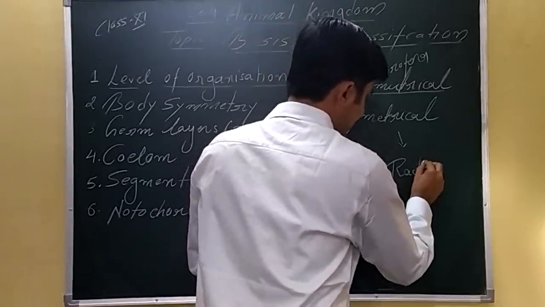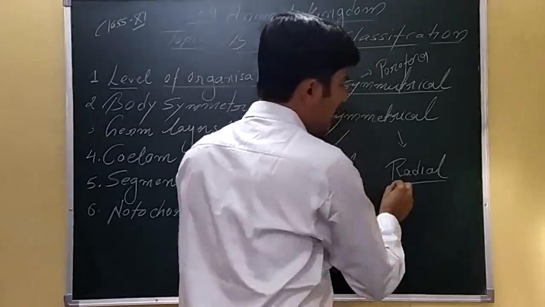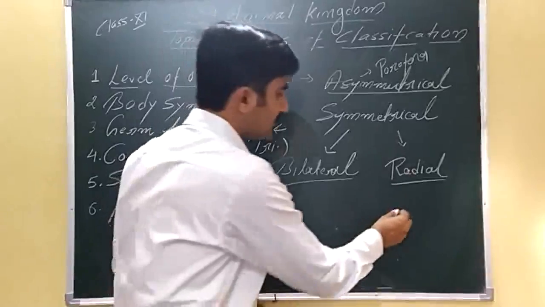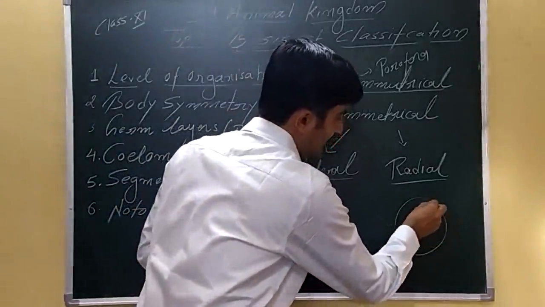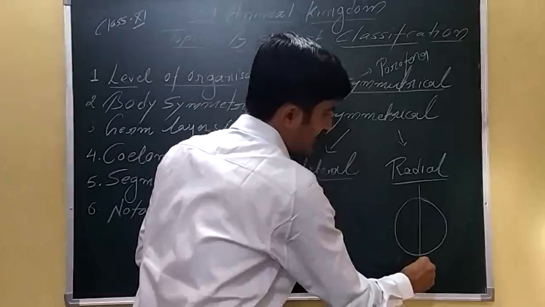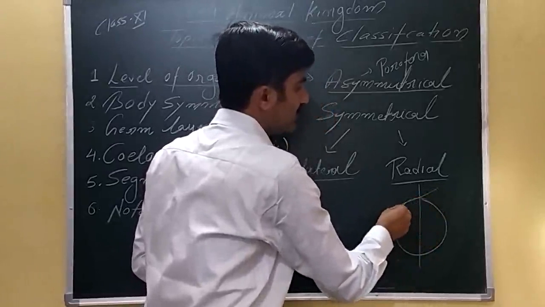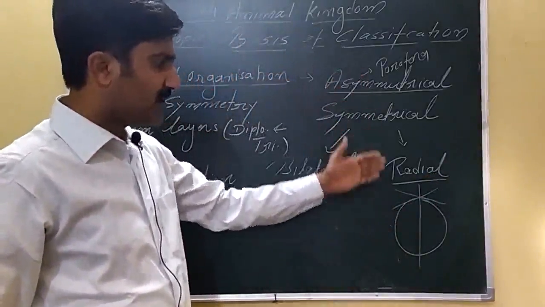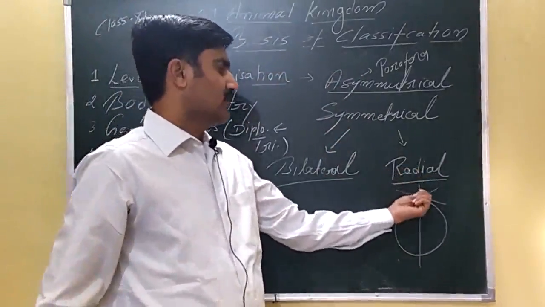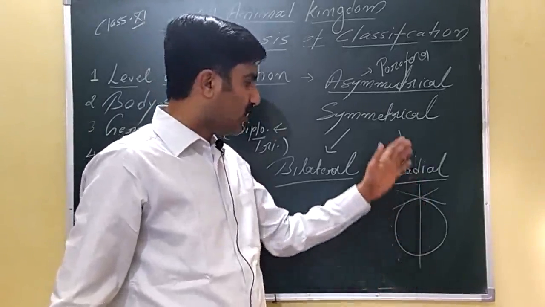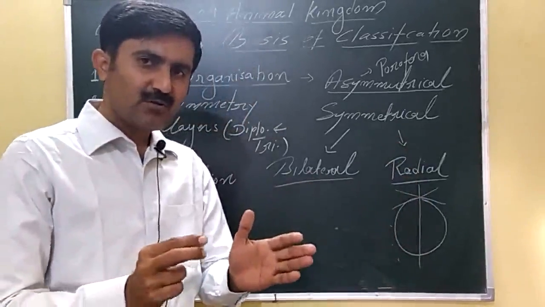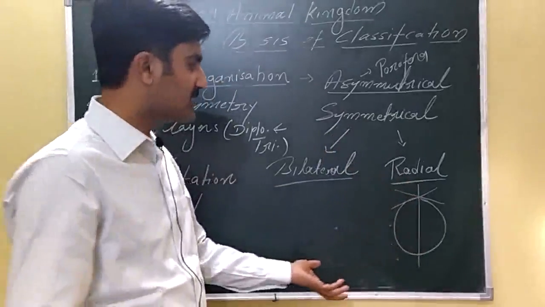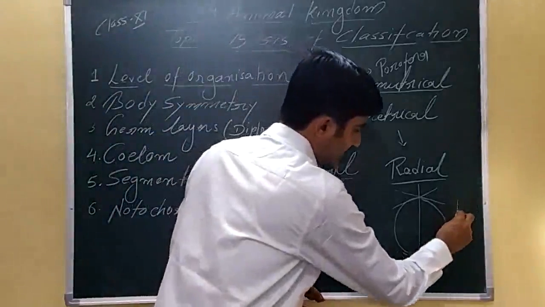Radial means either they are tubular or they are spherical. Okay, so if the organism is spherical, then along its axis it can be cut into two equal halves. If we cut it through the axis, the organism can be divided into two equal halves from any plane. Then this type of symmetry is called radial symmetry, and it is seen in Hydra.